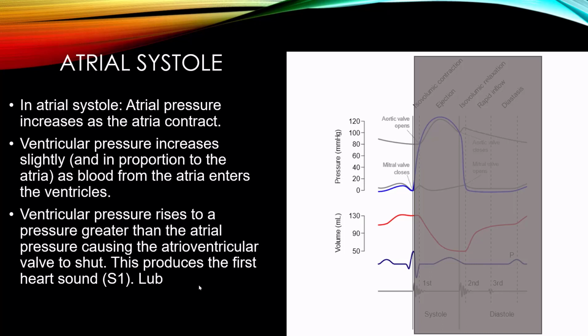This produces the first heart sound, which is called S1, or lub. It is a low-pitched sound and long in duration. From here, when the pressure in the ventricle rises, it causes closure of the mitral valve, and this produces the first heart sound, which is called the lub.